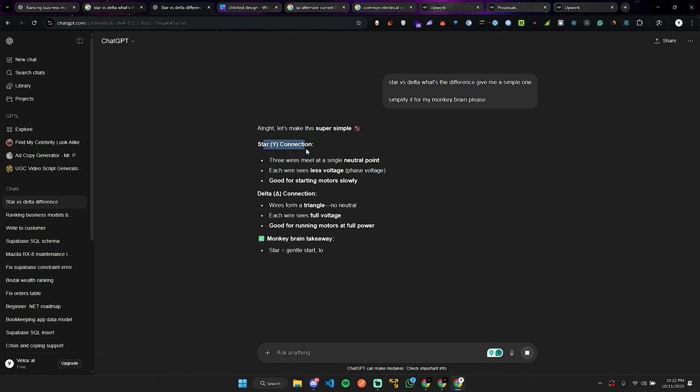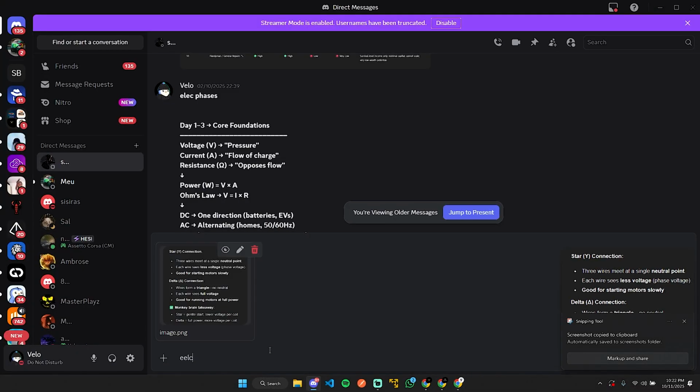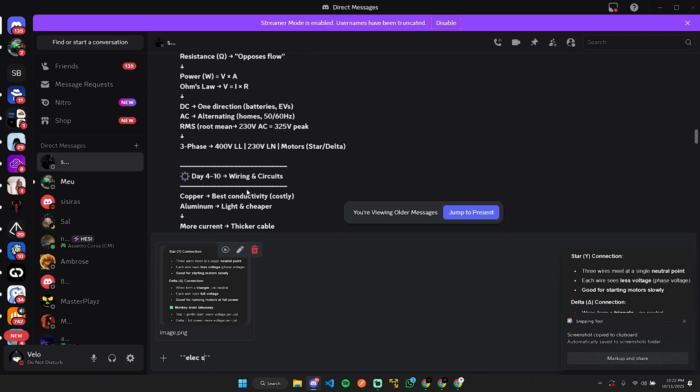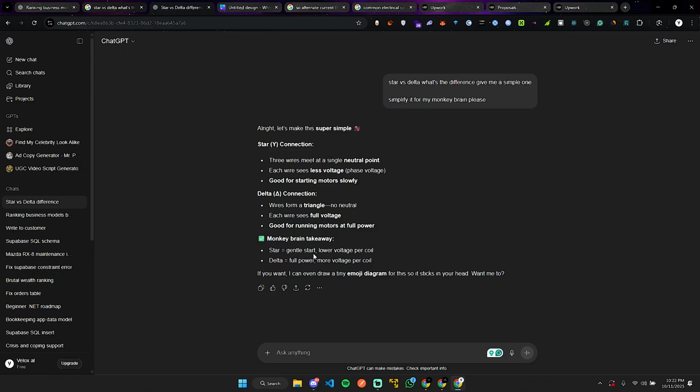Alright. Y connection. Okay, so star equals gentle start, lower voltage per coil. But delta is full power, full voltage per coil. Interesting. I still don't get the point of this though. But we'll grab the screenshot. It'll be like star versus delta. I'm gonna type the definition here. So it'll be like the three wires meet at a single neutral point. Each wire sees less voltage. Good for starting a motor slowly. Gentle start, lower voltage per coil.